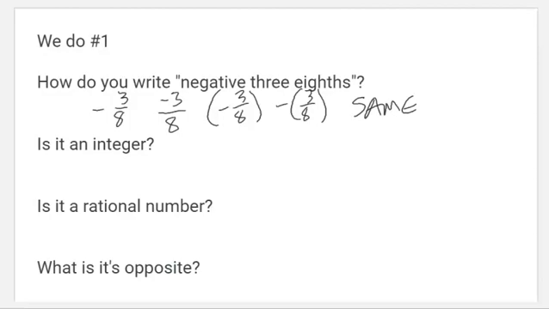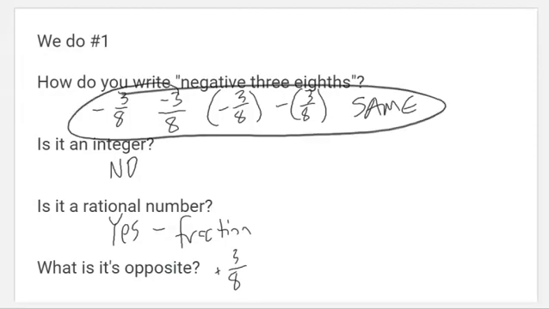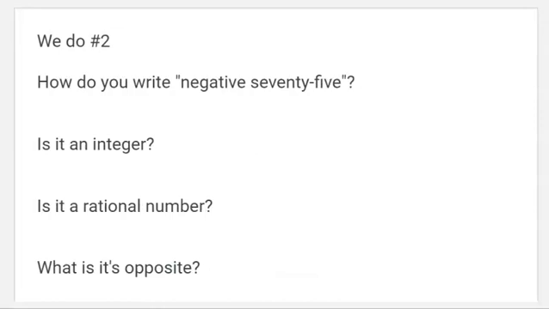Is it an integer? No, it's not a whole number, so not an integer. Is it a rational number? Yes, it's a fraction, and fractions are rational numbers. And what is its opposite? Its opposite is +3/8, however you want to write that. You don't have to write the positive sign, or you could. So that one's pretty straightforward with the rational number part. The big thing to know about these is this. This is what's new today. There's lots of ways you might see a negative fraction written, and I just don't want you to be scared of any. How about -75?